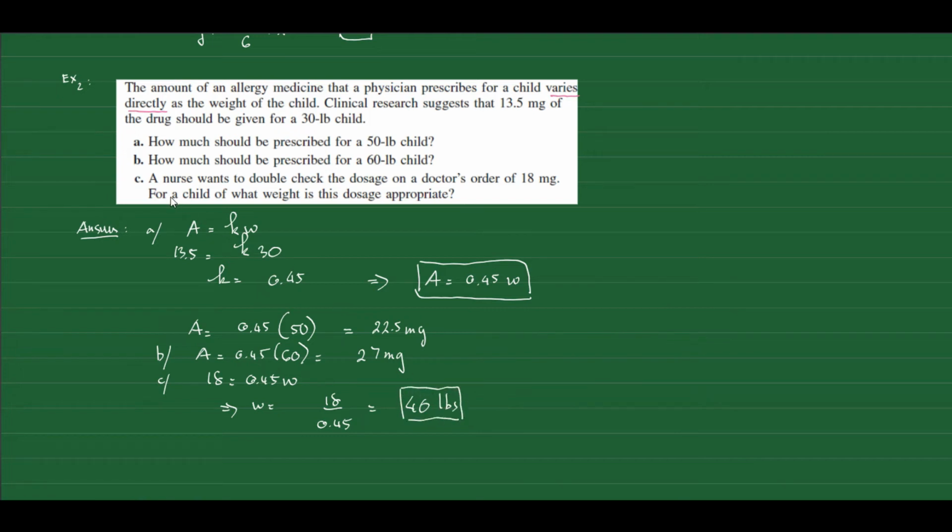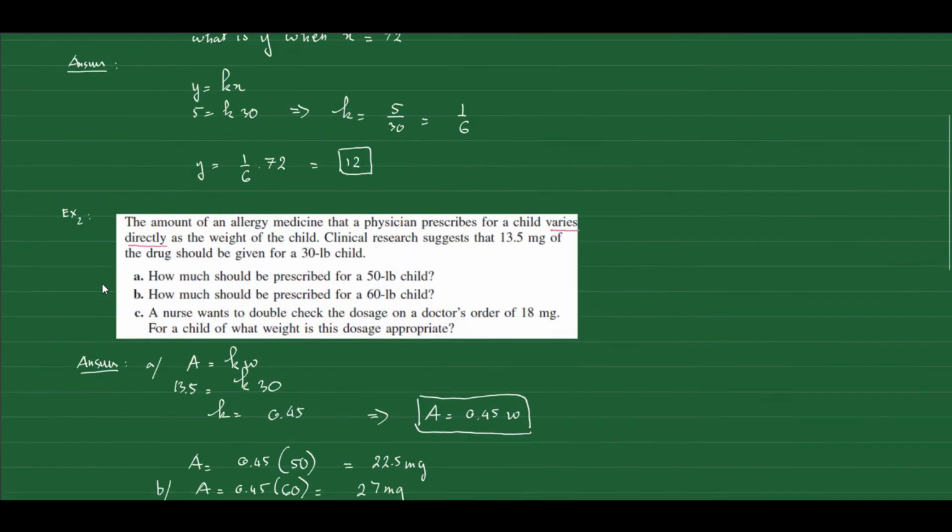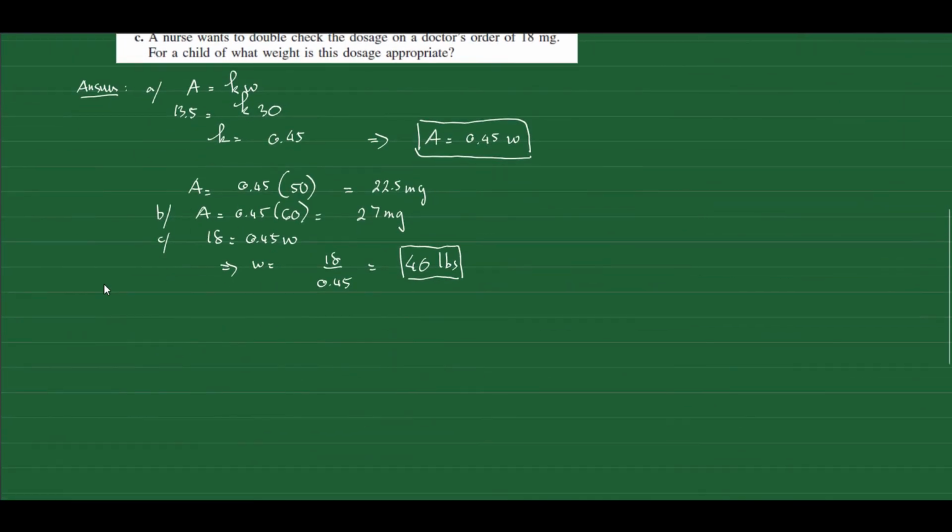Okay, they're asking for a child of what weight? So 40 pounds. So that's the first type of relation. We call that direct variation. The second type we call indirect, and sometimes we call it inverse variation. So this is indirect variation.